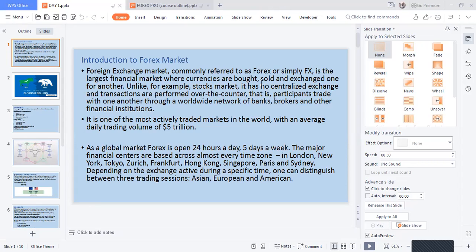What's Forex? Forex, also referred to as FX, is the largest financial market where currencies are bought, sold, and exchanged for one another. It has no centralized exchange and transactions are performed over the counter. Participants trade with one another through a worldwide network of banks, brokers, and financial institutions. Now, let me tell you one thing. Forex is like an exchange.